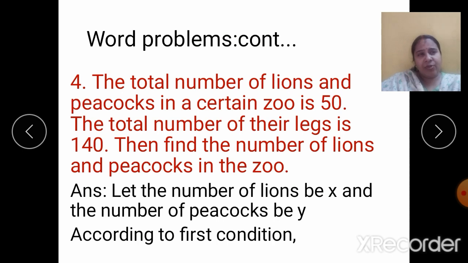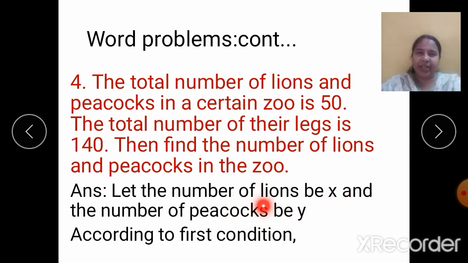So I have to start my sum from here, giving proper assumption for number of lions as x and number of peacocks in the zoo as y. So that is my first step. Let the number of lions be x and number of peacocks be y. Then move to the first statement of the question, that is total number of lions and peacocks is 50. If total number is 50 and individually they are x and y, total is 50.